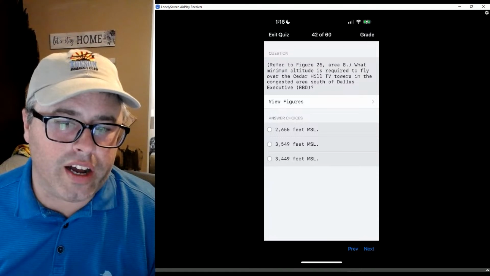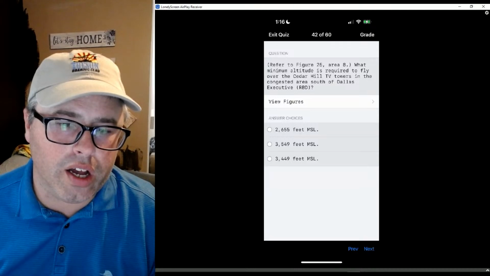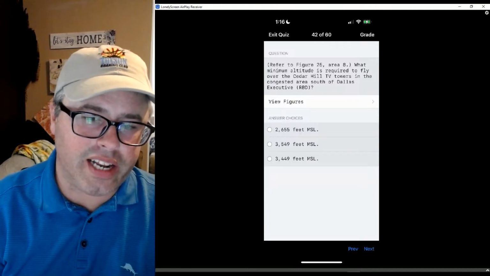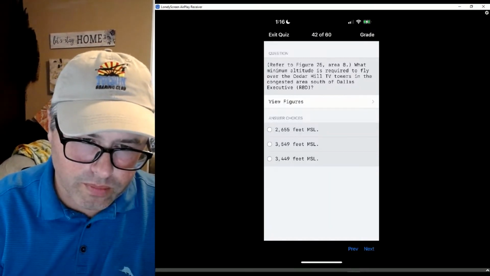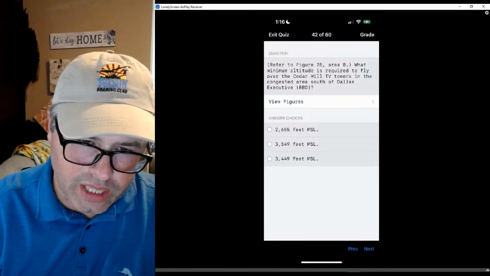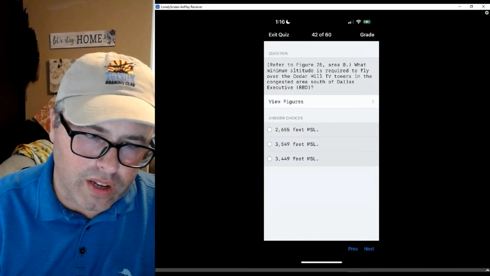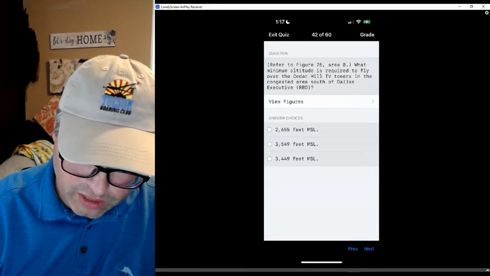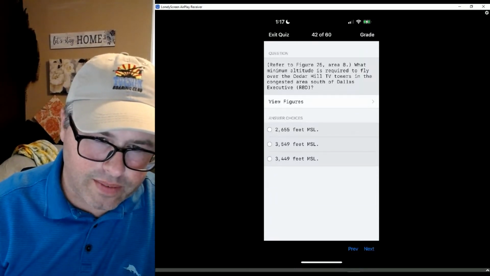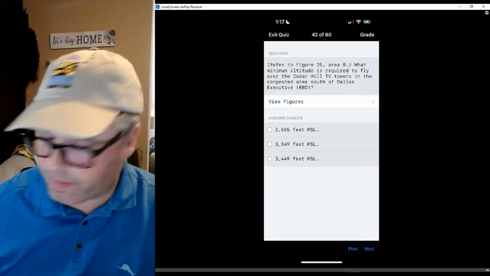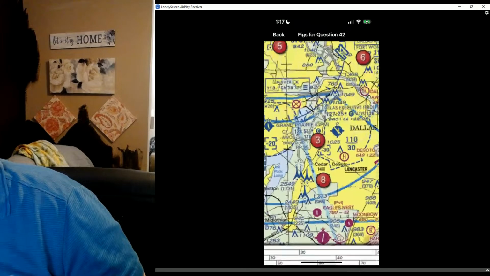Refer to Figure 25, Area 8. What minimum altitude is required to fly over the Cedar Hill TV towers in the congested area south of Dallas Executive? Okay, we're going to go south of Dallas Executive. Minimum altitude is required to fly over the Cedar Hill TV towers. That's Area 8. Hey, look, Cedar Hill.